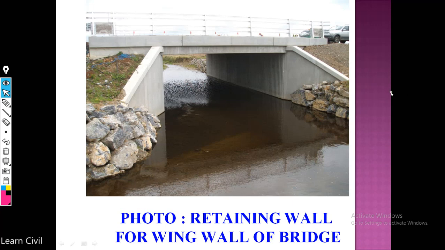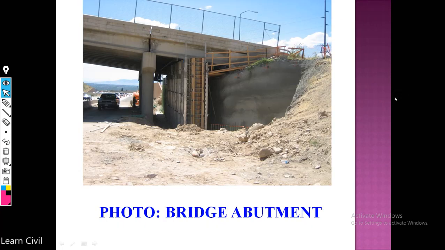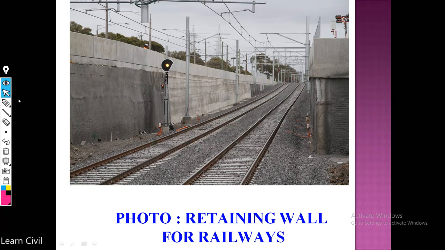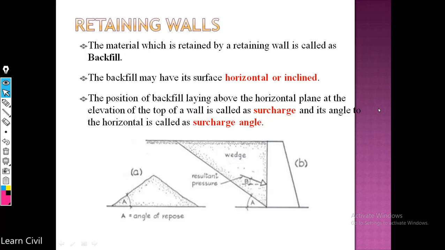Same situation is here. You can see for this rail, a retaining wall is constructed here because this particular rail is below the ground level. I think probably this is the ground level, and this rail is below the ground level. Therefore this particular retaining wall is constructed for retaining the ground or soil mass on the other side of this retaining wall. Same situation is here.